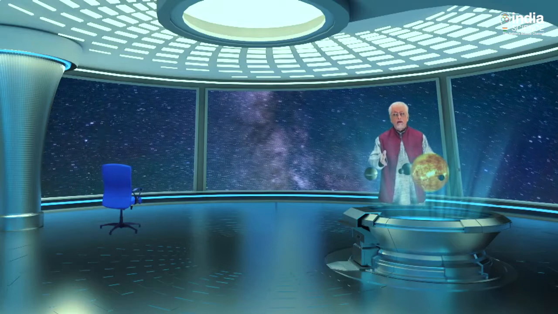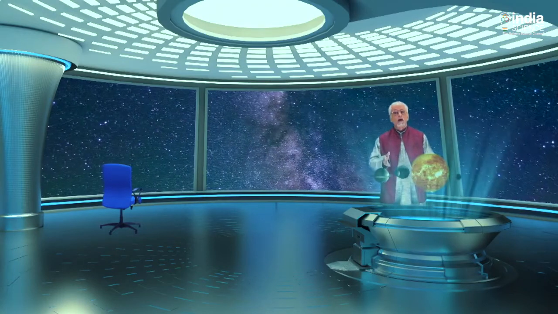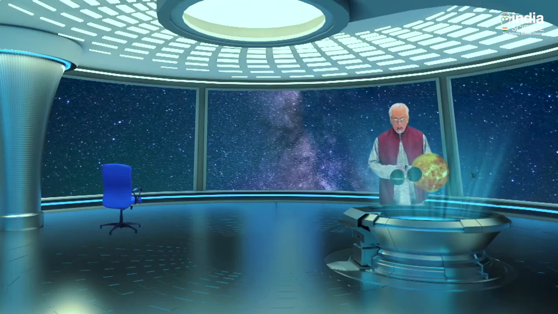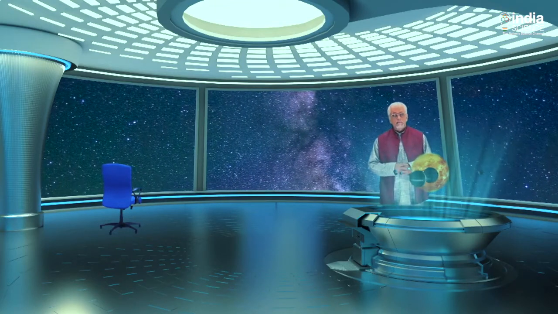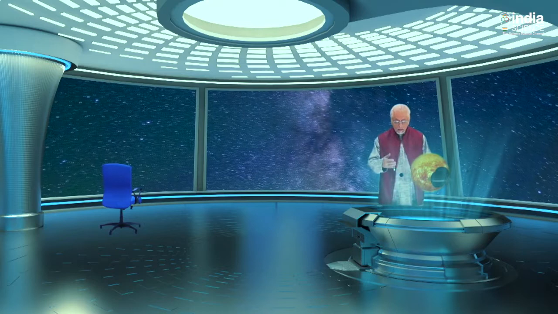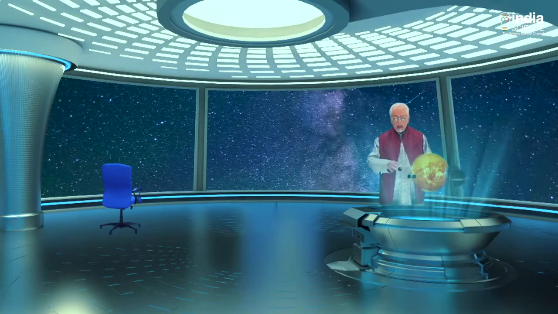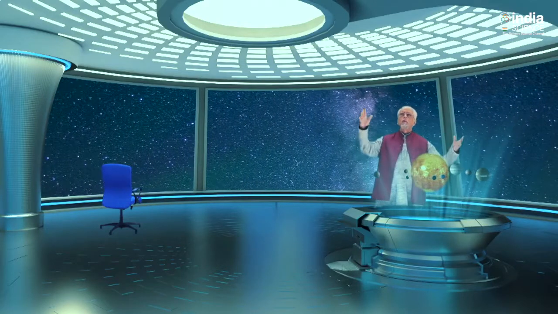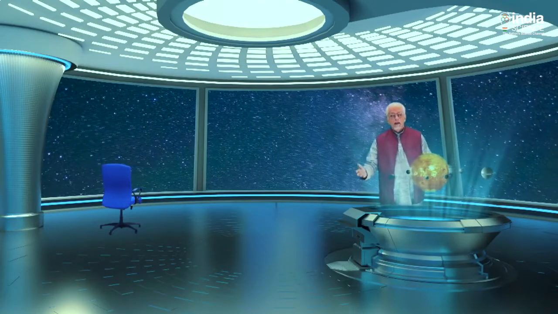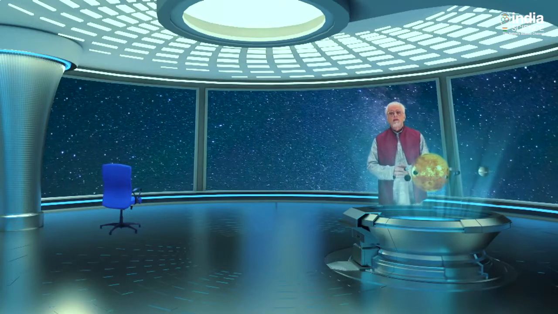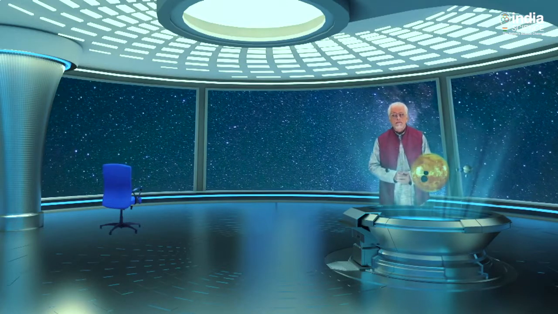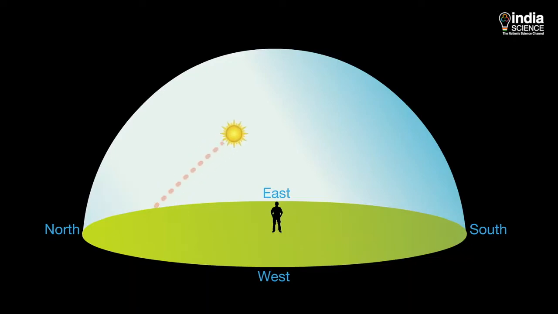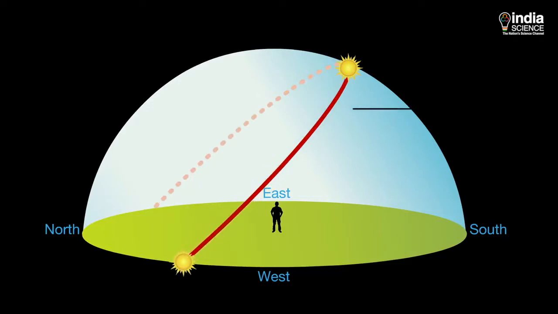This is how our solar system looks from outer space. To us, standing on the Earth, the Sun, the Moon, the planets, and the stars appear to be moving on the surface of an enormous sphere. Astronomers call it the celestial sphere. The Sun moves in a circle along this celestial sphere. This circle is called the Sun's ecliptic.